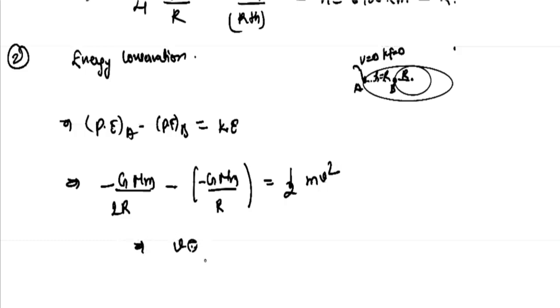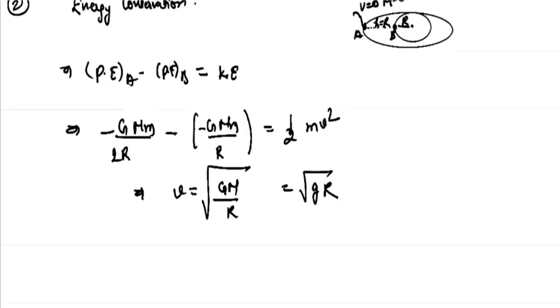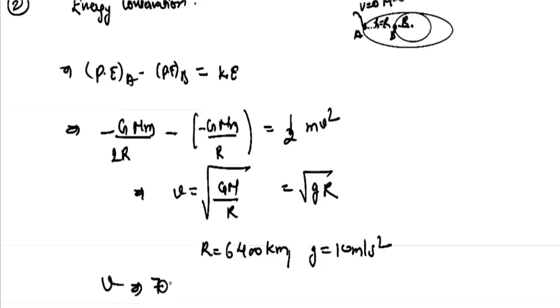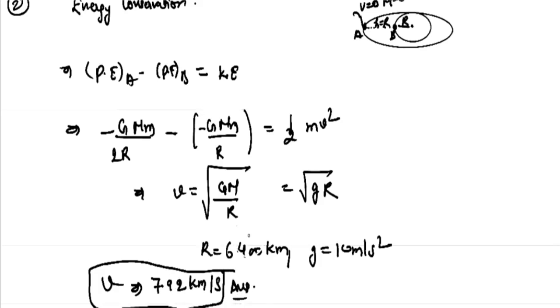So if you calculate the velocity value here, it will be under root GM by r. So it will give you under root g r. You know that r is equal to 6400 kilometer and g is equal to 10 meter per second square. So by putting the values, you will get v equals 7.92 kilometer per second. So this is our answer. This is the velocity at which the satellite will hit the surface when it stops and falls freely.